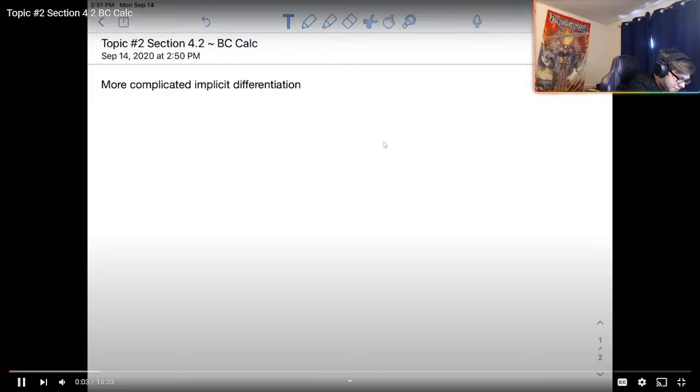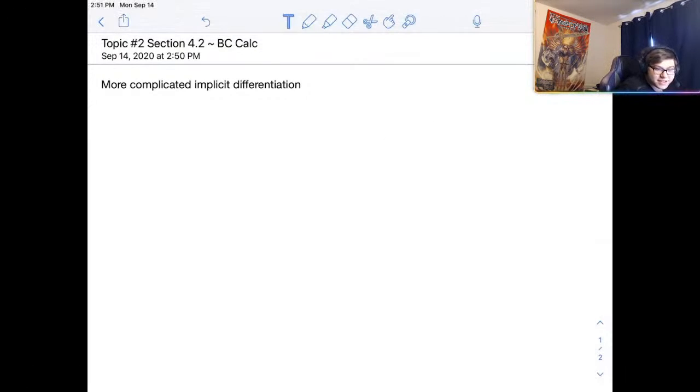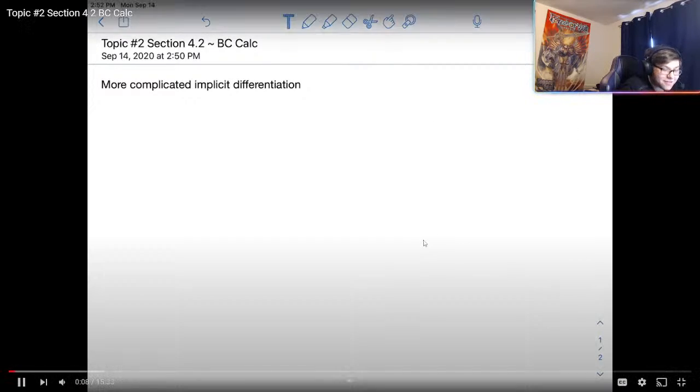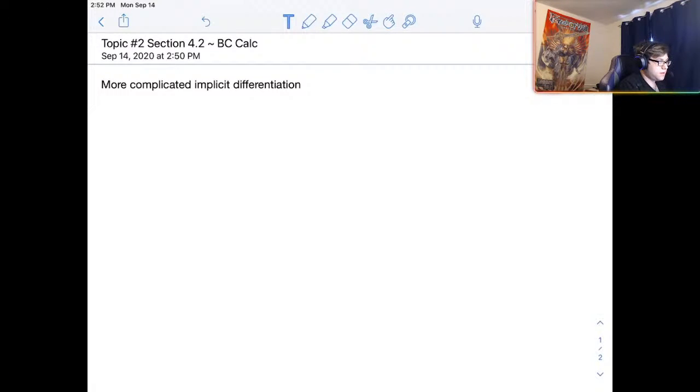Topic number 2 in section 4.2. So now we've been introduced to the basics of implicit differentiation. We have the privilege of adding on to that things like product rules, quotient rules, and chain rules.